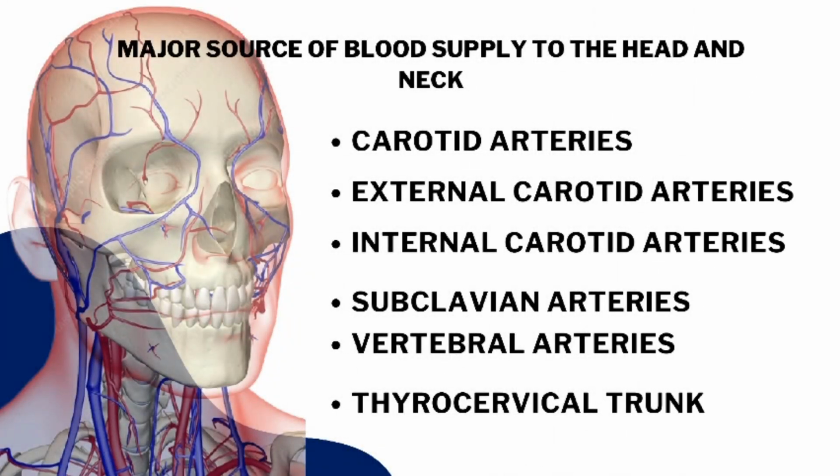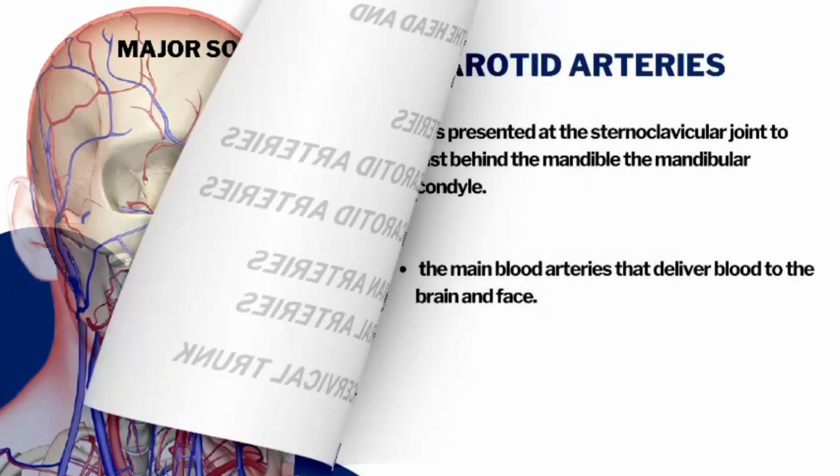So, the main arterial supply of the head and neck is derived from the branches of the carotid and subclavian arteries, branches of external and internal carotid arteries. Additional arteries arise from the branches of the subclavian artery, particularly the vertebral artery and the thyrocervical trunk.